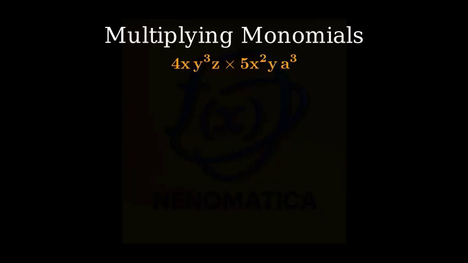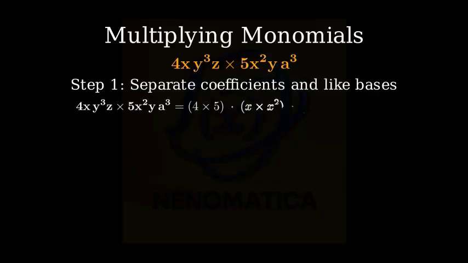To multiply these monomials, we'll follow a step-by-step approach. Step 1. Let's separate the coefficients and like bases. We've organized our expression by grouping like terms. We have the coefficients 4 and 5 grouped together. The x terms are grouped, the y terms are grouped, and the single powers of z and a cubed remain as they are.